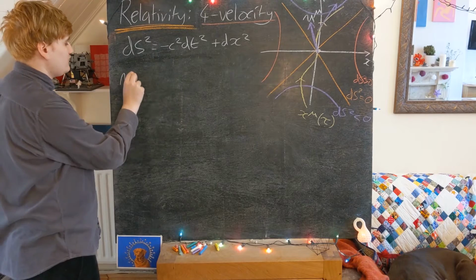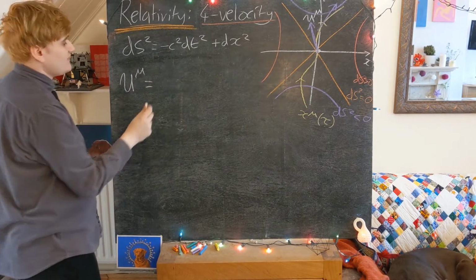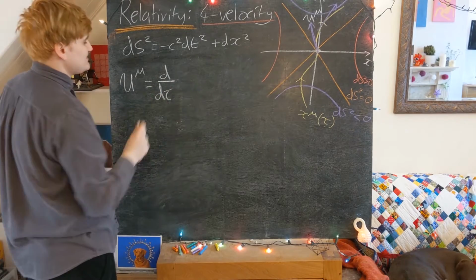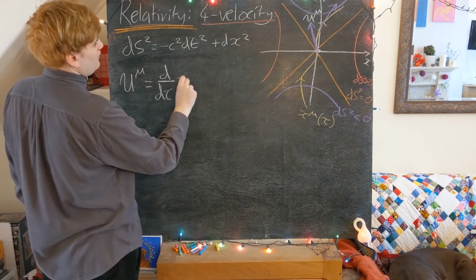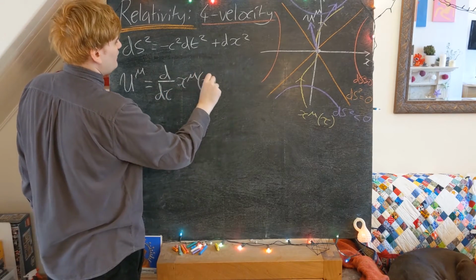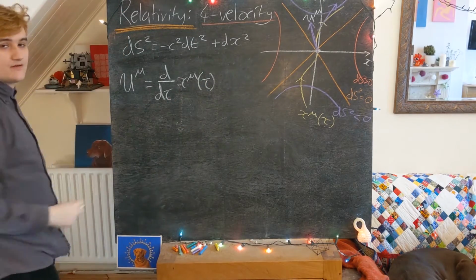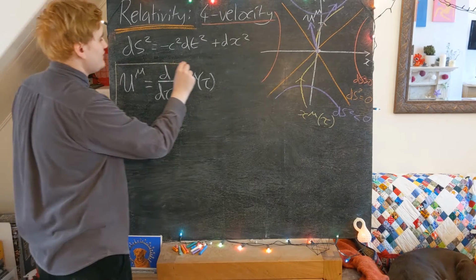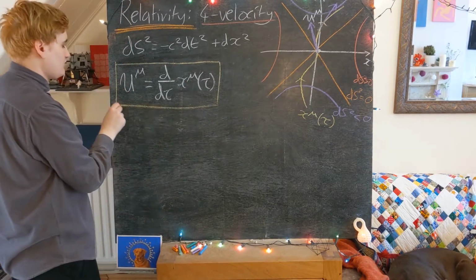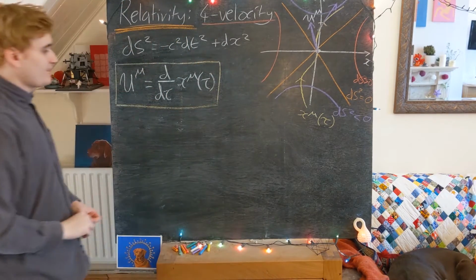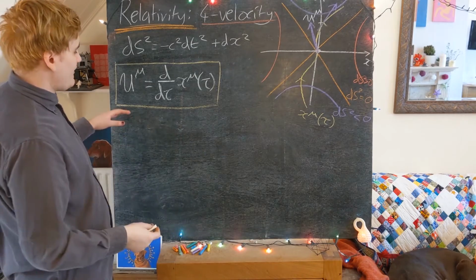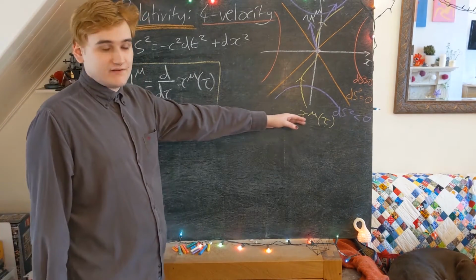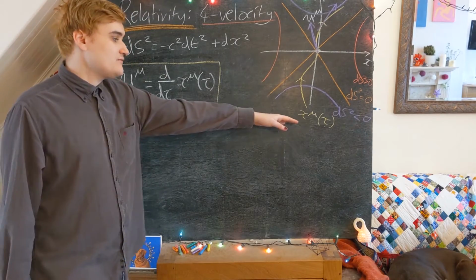So we can define the four-velocity as simply d by d tau of our parameterized function that gives the world line. That's simply how we define the four-velocity. Let's now see how we would go about computing it. Well, first of all, let me tell you a little bit more about this x mu.